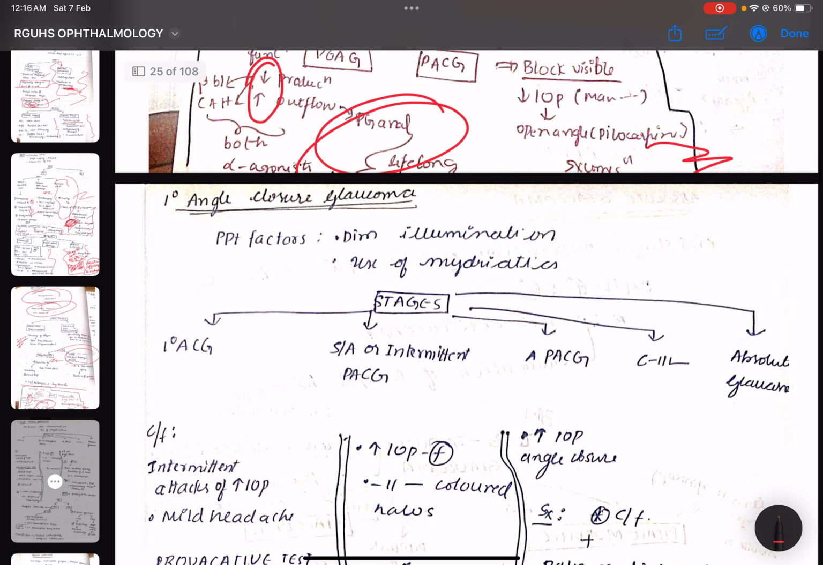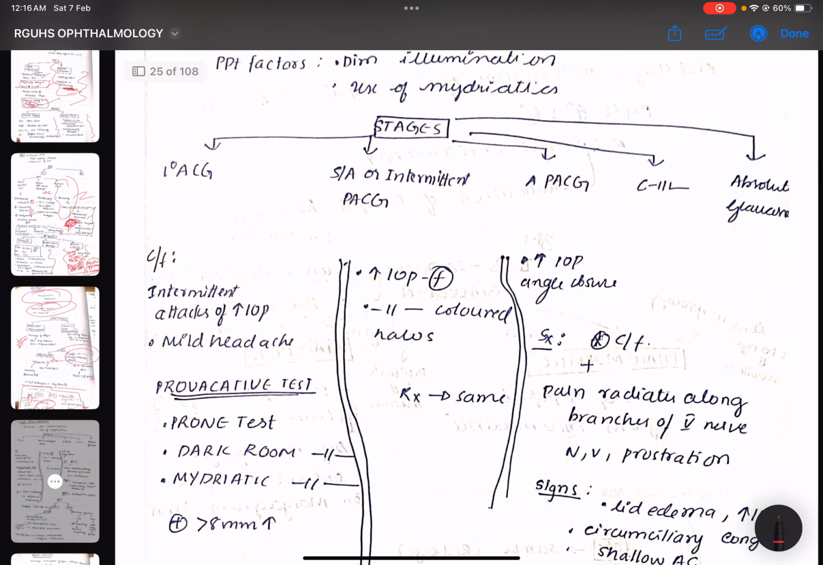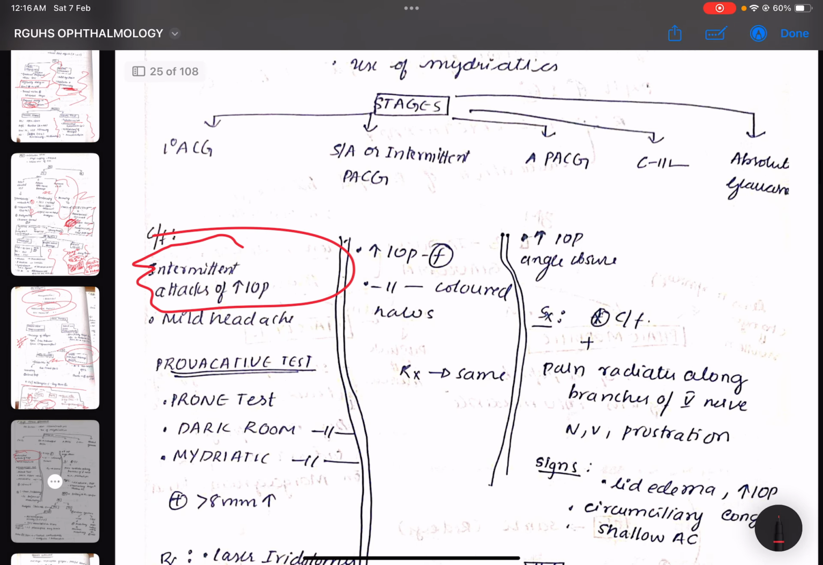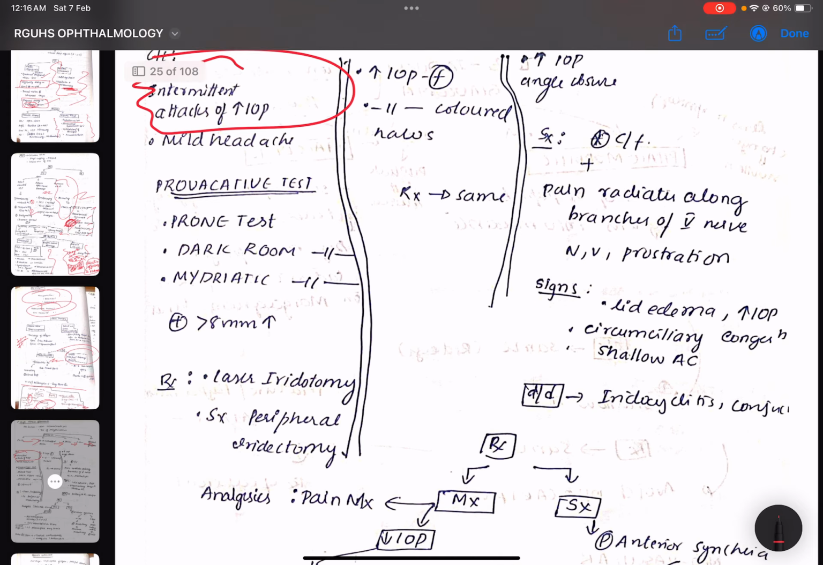Again, what is POAG is something which is asked, but again with the same thing, you know the concept. I have given you a real life situation on how POAG is. So based on that, in angle closure, obviously everything is closed, correct? So its clinical feature goes with intermittent attacks of raised IOP. So that is something which you need to know. So these are the stages on how it goes. Okay, at the later stage you will have absolute glaucoma.